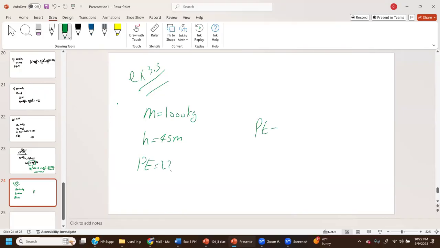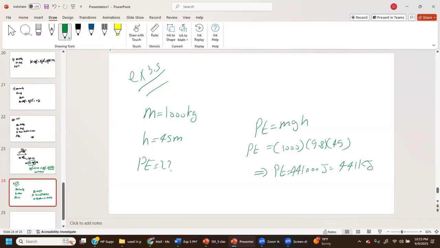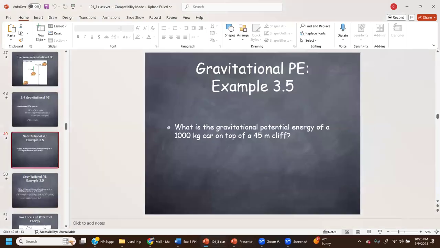And we define the gravitational potential energy as mass times gravity times your height, which is going to equal your 1,000 that we have, times 9.8, which is your gravity, times your height, which is 45 meters, which means that our potential energy will be 441,000 joules, or 441 kilojoules. And check. Okay, that's awesome.